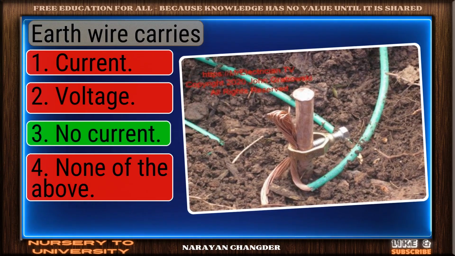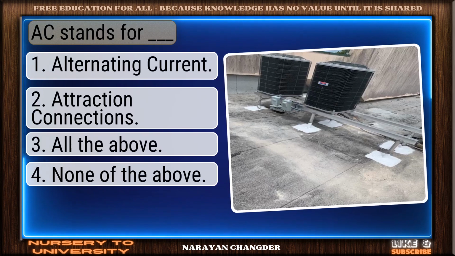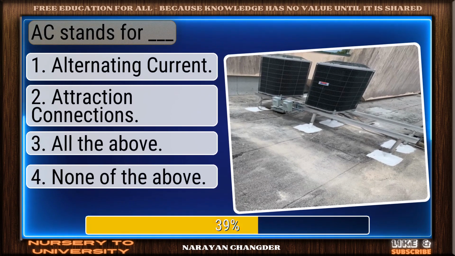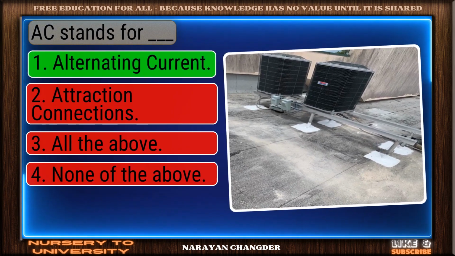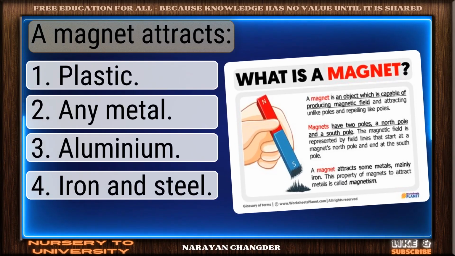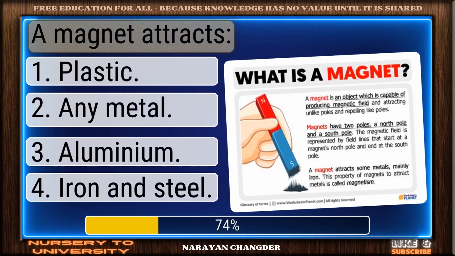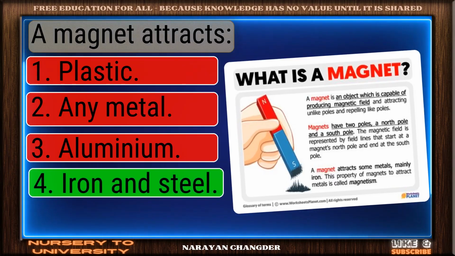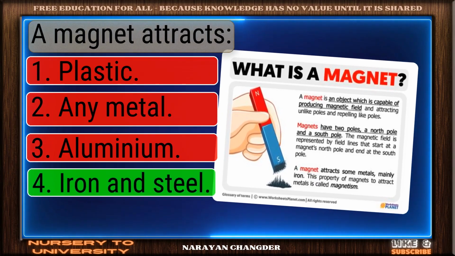Exactly. No current makes sense. X stands for dash. Right again. Alternating current is valid. A magnet attracts. Sharp thinking. Iron and steel is right.